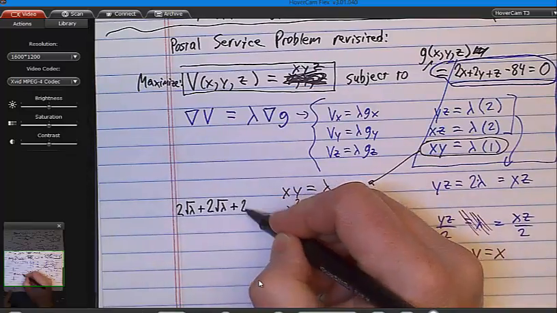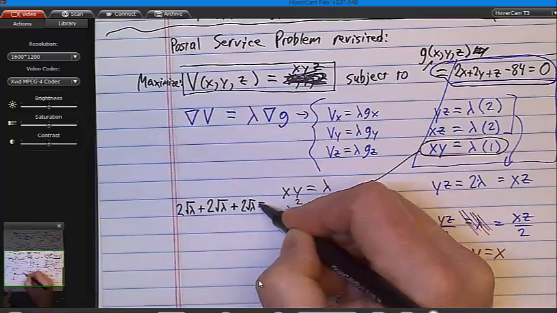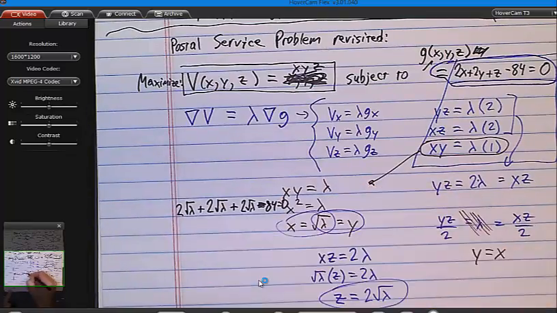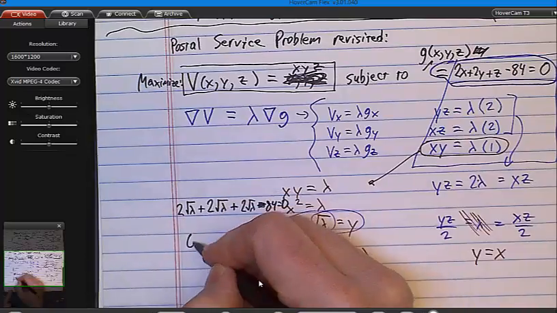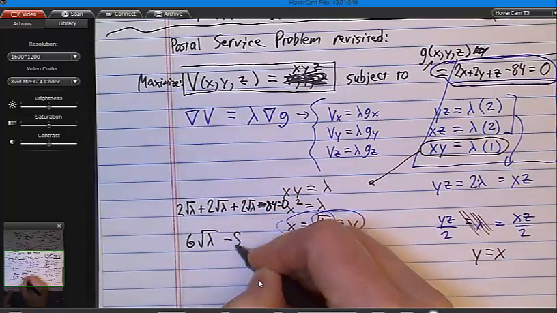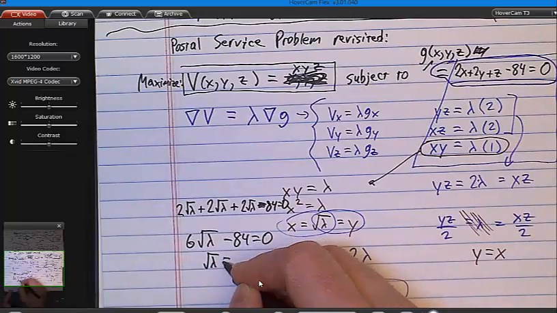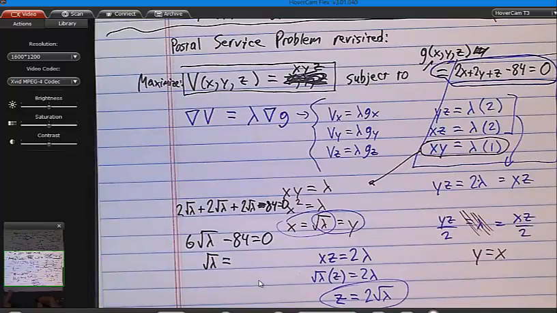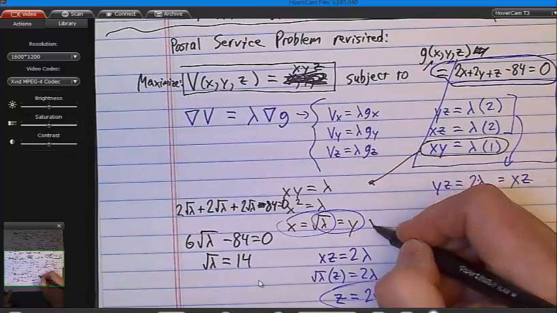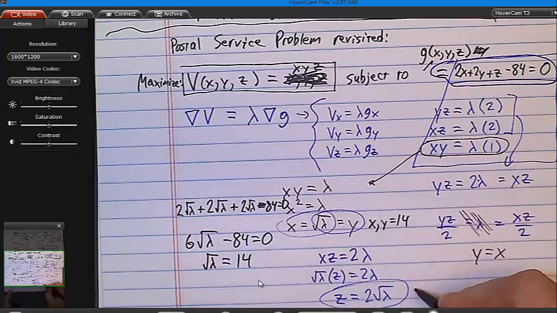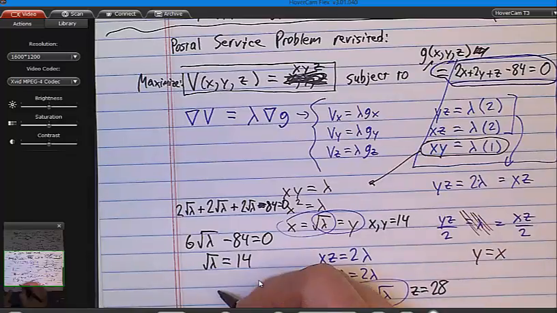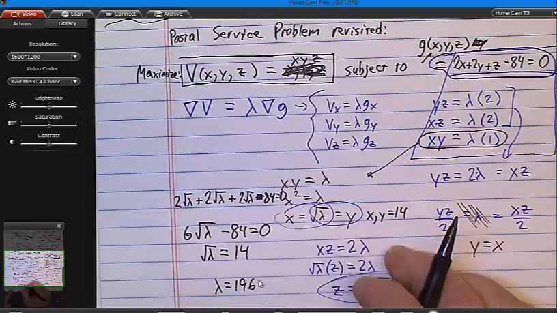That one's 2 square root of lambda. All that equals, oh no, minus 84 equals 0. So I have 6 times the square root of lambda minus 84 is 0. So the square root of lambda is equal to, what's 84 divided by 6? 14? Oh, cool. That's what x is. And y, right? So x, y are equal to 14, and z is equal to 28. And I guess if you really cared, lambda is 196, but who cares?